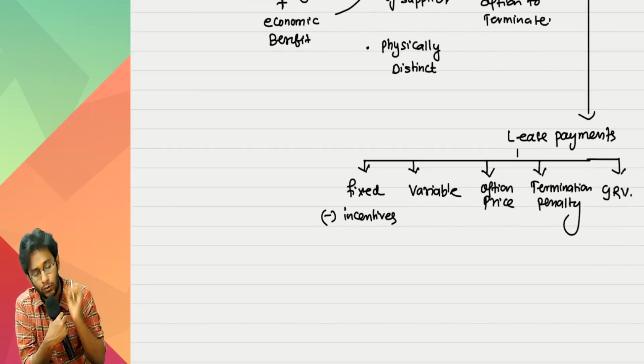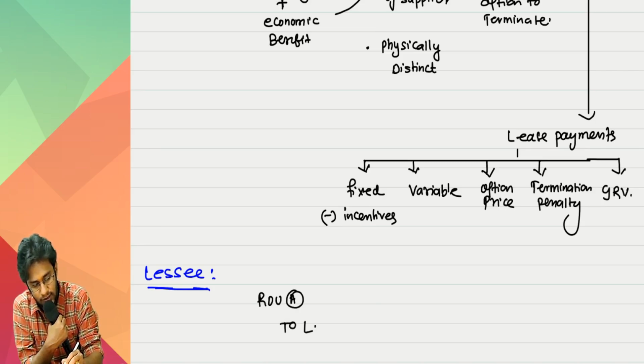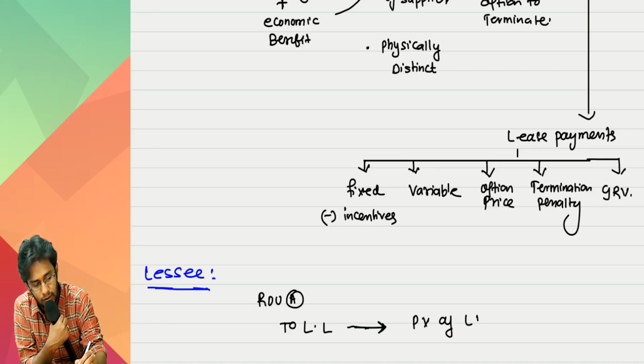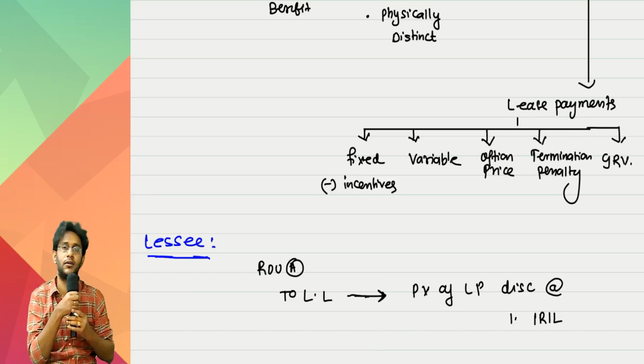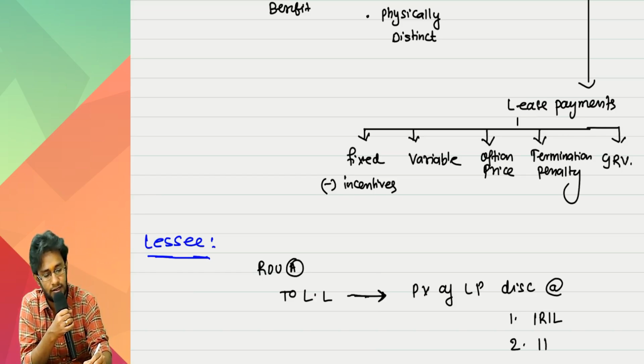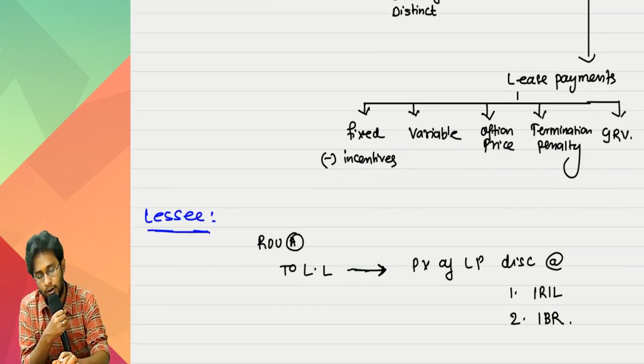Next, when we come to accounting in the books of lessee, this fellow has to write an entry called ROU asset account debit to lease liability. By default, lease liability should be accounted at the present value of lease payments discounted at first priority IRIL, which is the interest rate implicit in the lease transaction for the lessor. If that you cannot work out, then settle with the incremental borrowing rate. This is for lease liability.